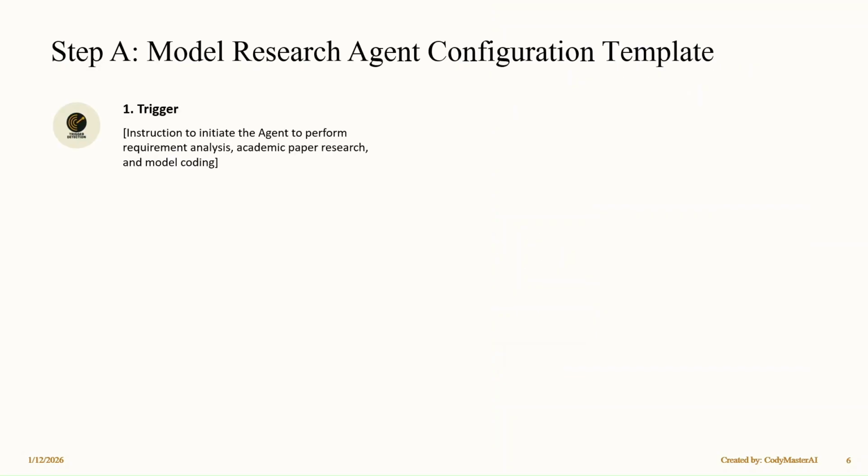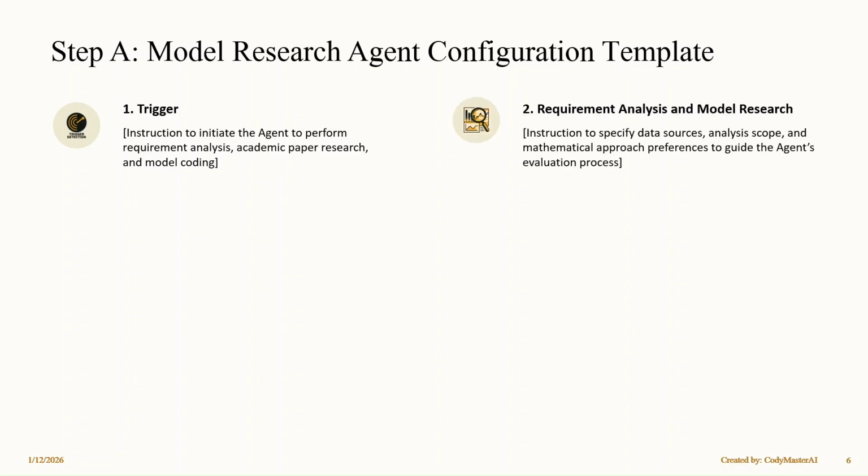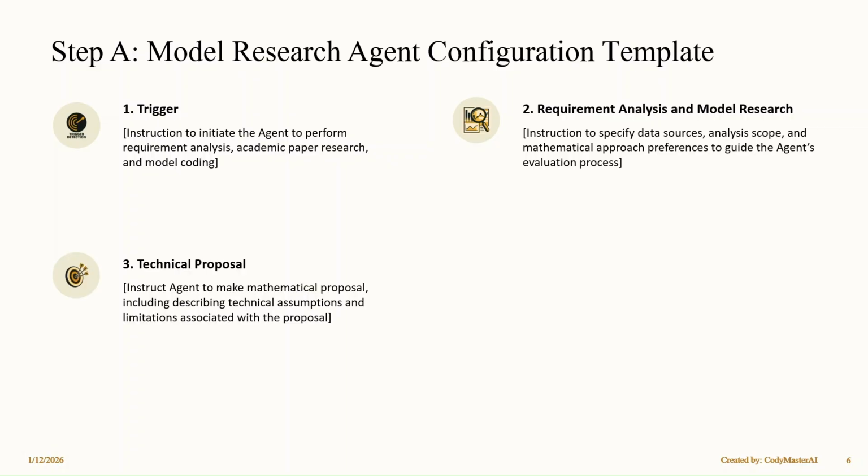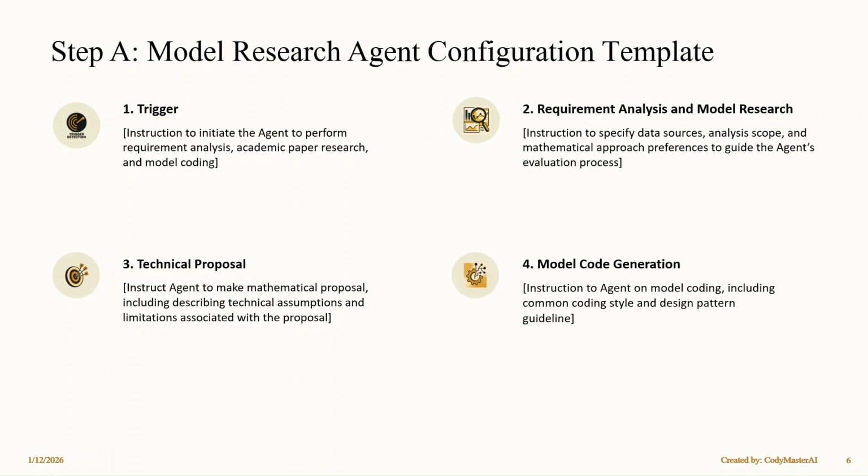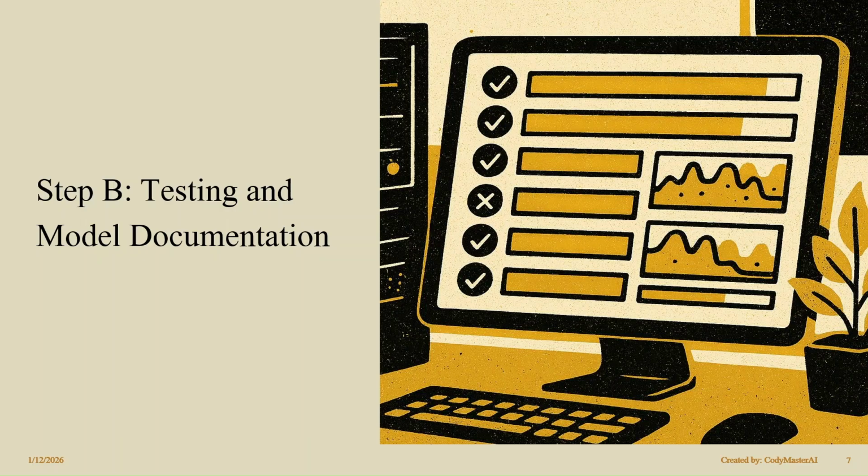First, it requires a trigger from user prompt to instruct it to execute this step. Second, in the requirement analysis and model research section of the template, the agent is set up with instructions on how to understand data sources, analyze user requirement, and utilize reference paper to derive methodology details and proposal. Third, the agent is further instructed on how to make the proposal, including the consideration of model assumptions and limitations. Lastly, the agent is instructed how to implement the model code, including potentially coding style and design, or consideration of edge cases.